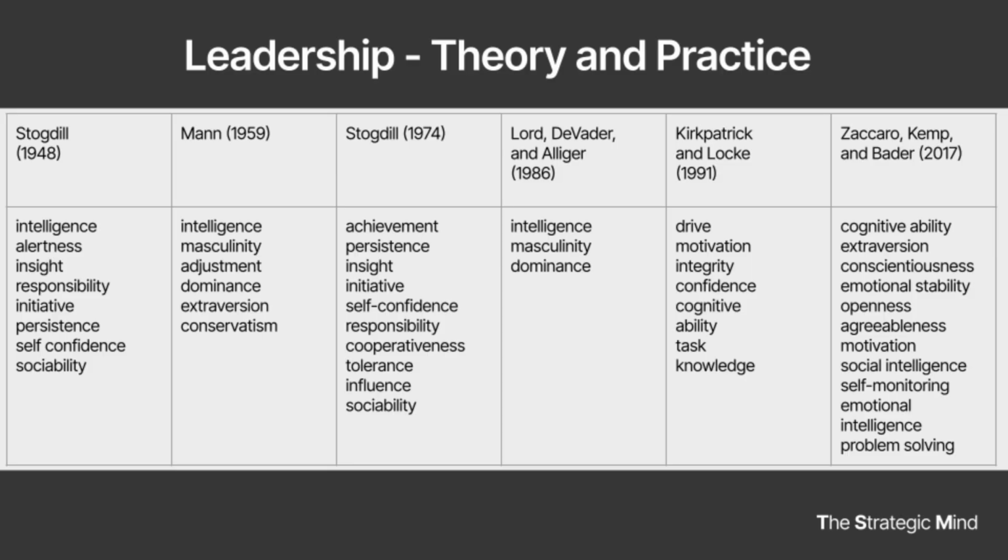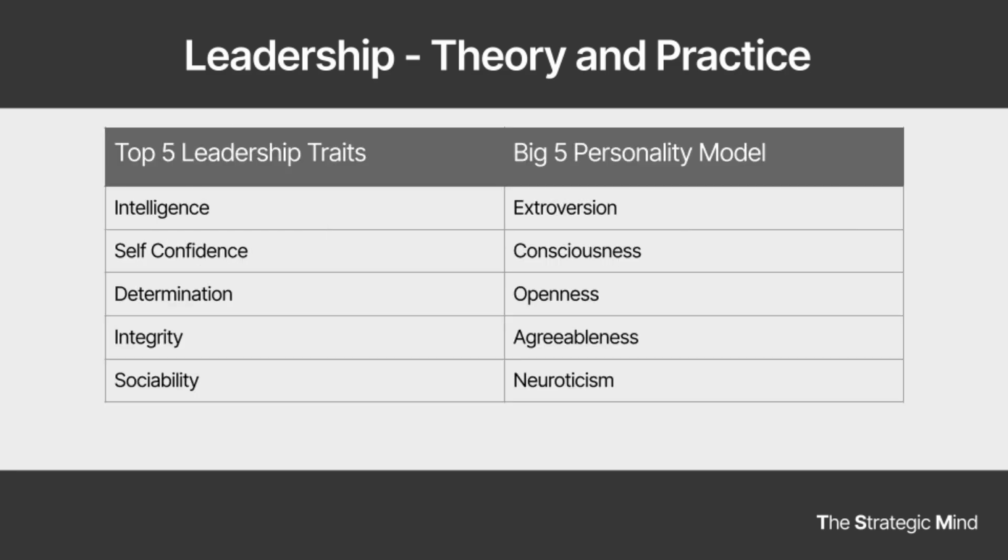Okay, so that's Kirkpatrick and Locke's take. But if you look across loads of studies over the years, did the list get refined? Did certain traits keep popping up? Absolutely. Things crystallized around 5 major leadership traits that consistently emerged. The big 5 of leadership traits. You could say that. Intelligence is always there. Self-confidence, determination, integrity, and sociability. Those 5 show up again and again.